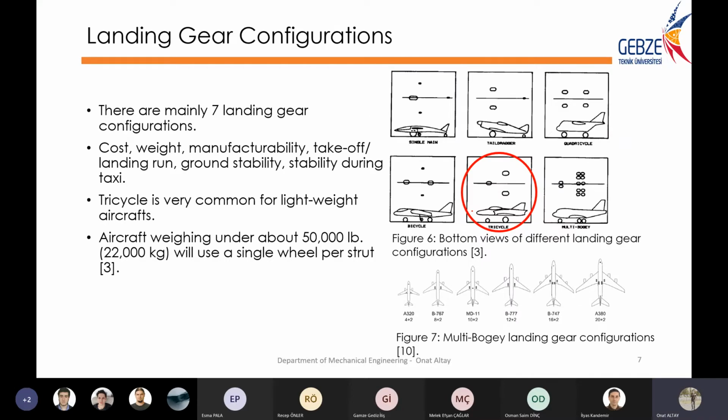For landing gears, there are mainly 7 configurations as shown in figure 6. There is also a ski plane, but I cropped it. For heavy aircraft, there are more options like multi-bogie. They have more tires.